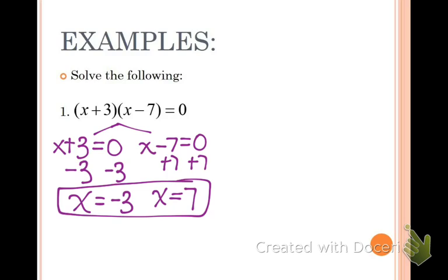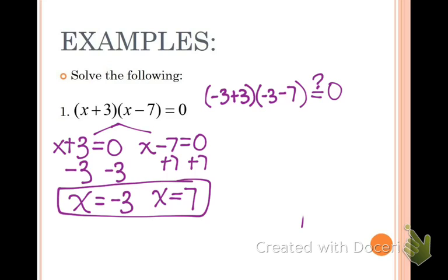So when we check it, we go back to the original problem. We are going to see if when we plug in -3 for x, if we get a true statement. And if when we plug in 7 for x, we still get a true statement. So we have two answers we got to check 2 times. -3 plus 3 times -3 minus 7. I'm not giving myself enough room here. We want to see, does that come out to equal 0?